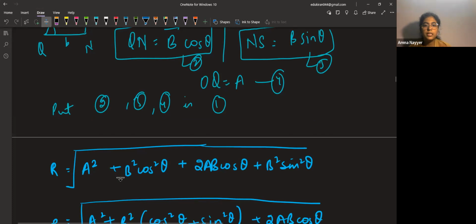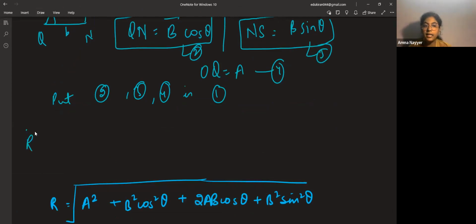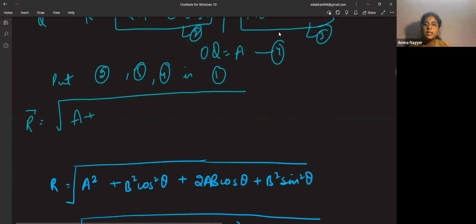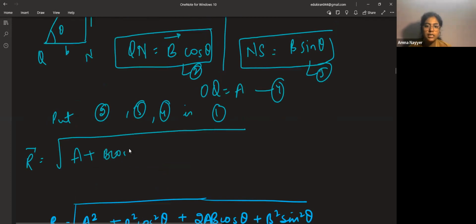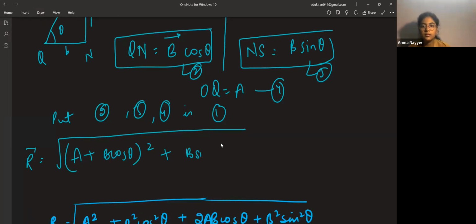So if you put in there, see what you will obtain. The resultant vector which we are finding will be under root, what it was, OQ square. So OQ is A plus QN. QN is B cos theta. So their square, plus, lastly, we have NS square, that is B sine theta's whole square. This is what we have obtained till now.